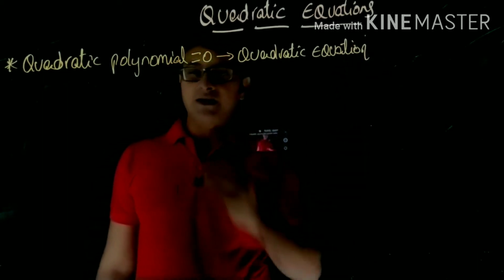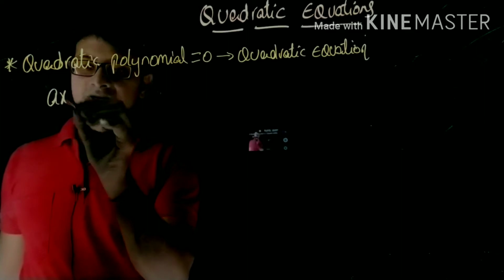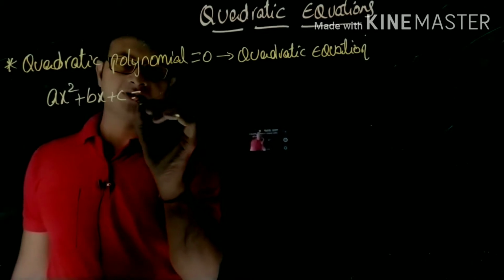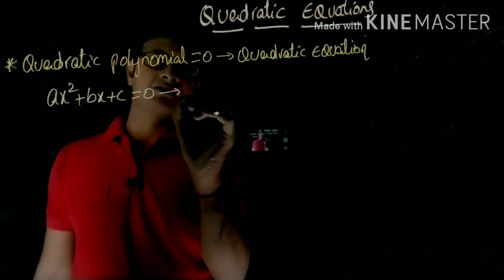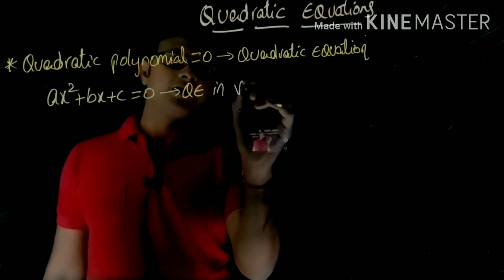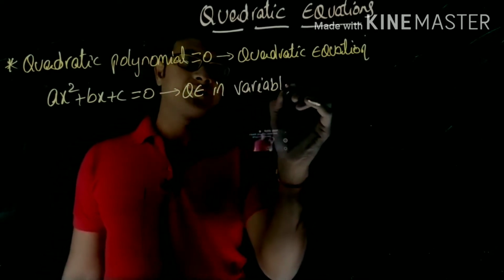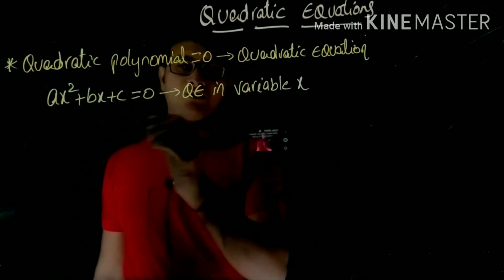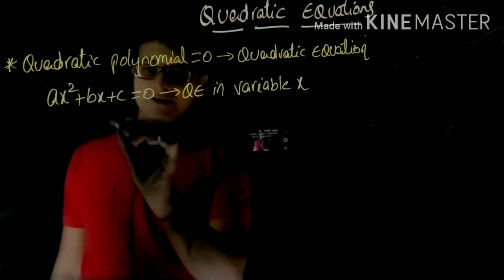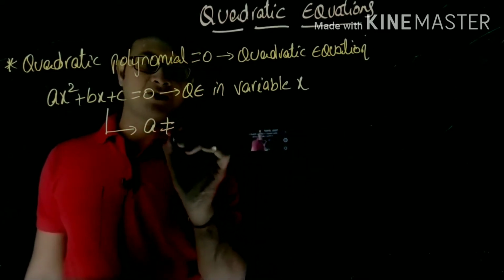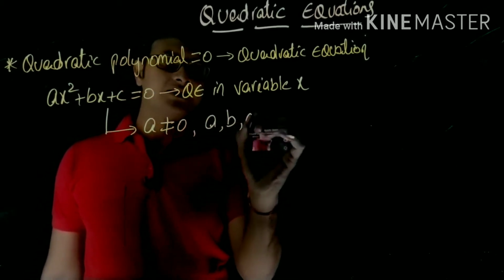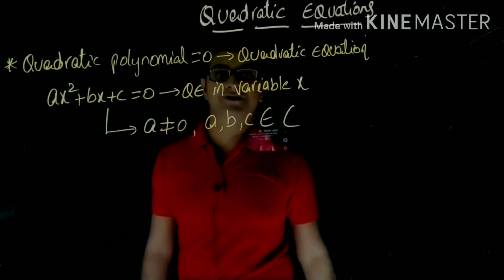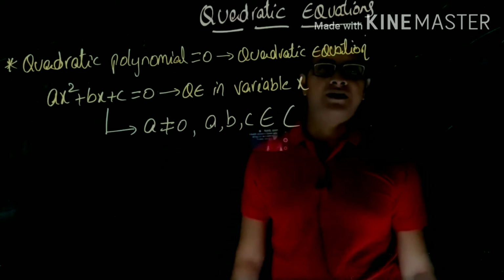So for example, let me take a quadratic polynomial which is nothing but ax squared plus bx plus c, and if I equate it to 0, it is nothing but a quadratic equation in variable x. Here one more thing which we need to notice is that the condition of this quadratic equation is a should not be equal to 0, where a, b, c are constants, let them belong to complex numbers.